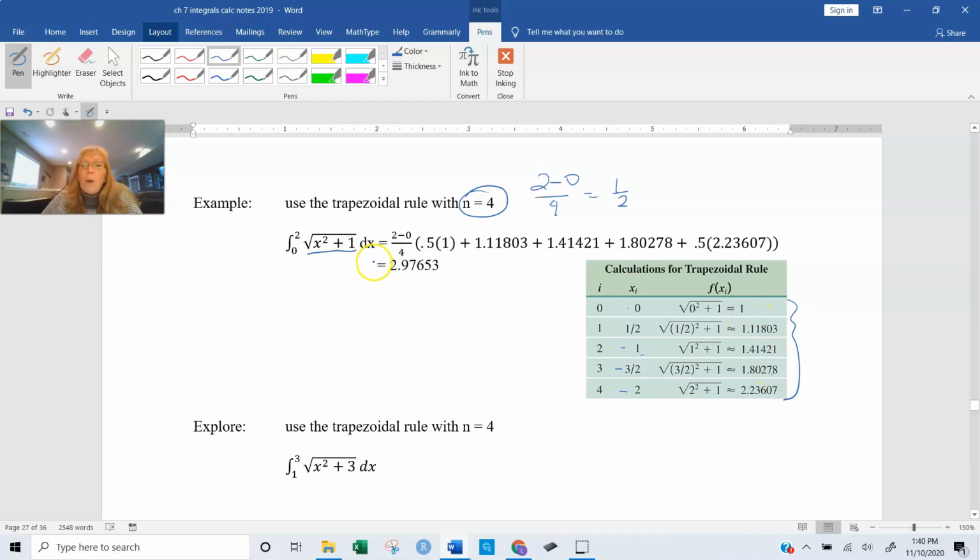So I know by my trapezoidal rule, I'm going to take 2 minus 0 divided by 4. This is my width. Half of the first term. Half of my first term. My first term is 1. So I'm going to take 1/2 of 1 plus all the in-between terms, the 1.11803 plus the 1.4121 plus the 1.8027. The 2.23 is my last term, so I have to take half of that. I just type that in my calculator.